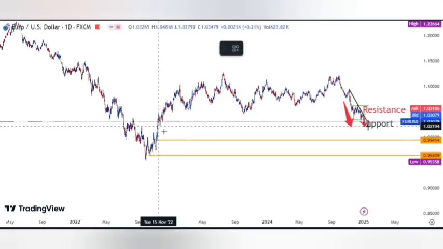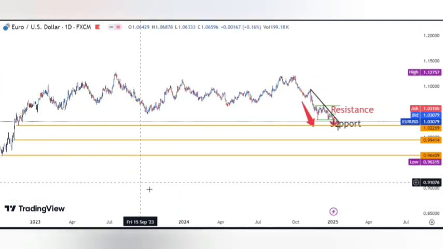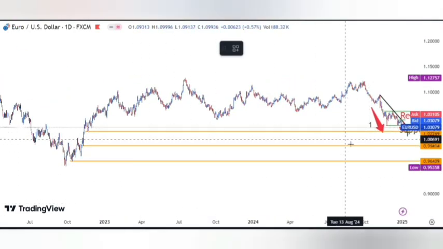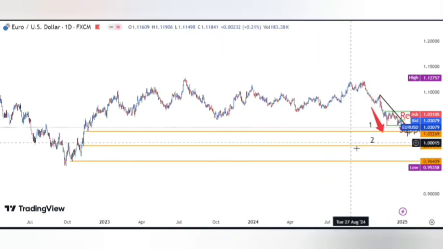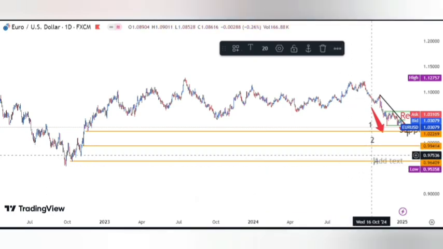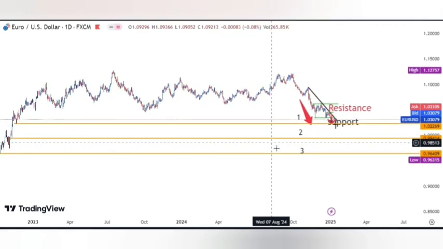And then there is that one over there. As the price drops, there is this first one over here. So this would be our first target, and that would be our second target, and that would be our third target. As the price continues to drop, we can place our trades to target these levels.